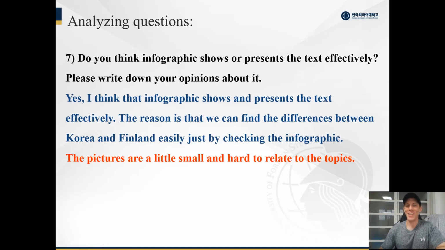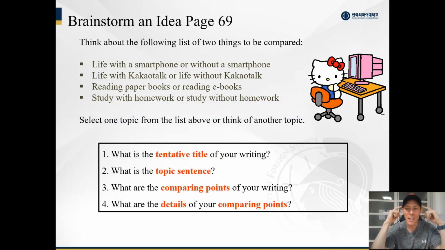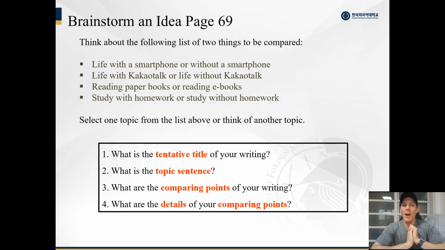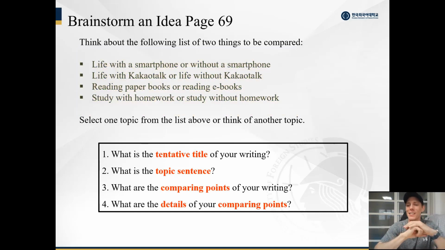But anyway, next on. We're on to page 69. This part is your idea. Use your brain. Think about anything you want. You have 4 choices. And what I want you to do is just write down tentatively, like this is ideas, like you're not sure that's the right answer, but write down some ideas for 4 questions. Super easy. So choose one of them, just one. Life with a smartphone, without a smartphone. Life with KakaoTalk or without KakaoTalk. Reading paper books or ebooks, and study with homework or study without homework.